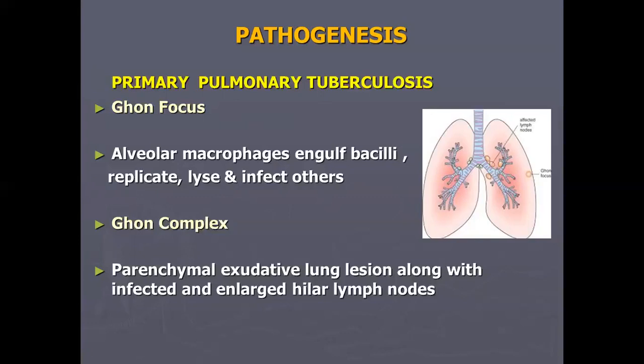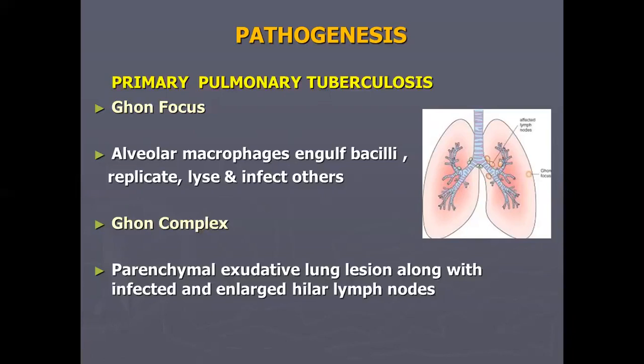Now, after the primary lesion, if there is replication and further spread, then it enters into another type of lesion, what we call the Ghon complex. The Ghon complex normally involves the adjacent and distant lymph nodes. So there are parenchymal exudative lung lesions, along with infected and enlarged hilar lymph nodes. This is what we call the Ghon complex. So we have the primary lesions known as the Ghon focus, and the later lesions that involve the lymph nodes, which we call the Ghon complex.